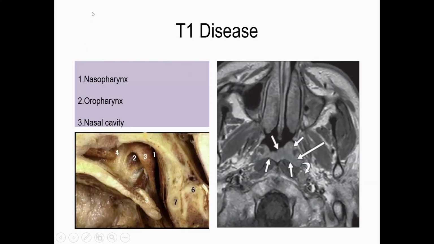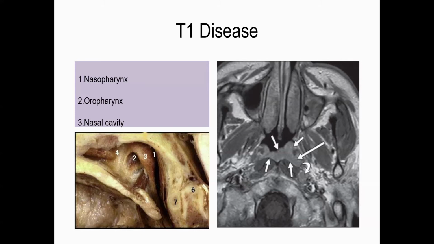Then coming to the staging, T1 disease. So we need to know what is T1. Tumors confined to the nasopharynx were earlier considered as T1 alone. Now, tumors involving the oropharynx or nasal cavity are also T1. In most situations in head and neck, we know that the staging is based on the size criteria. In the oral cavity, less than 2 centimeters is T1, and 2 to 4 is T2.